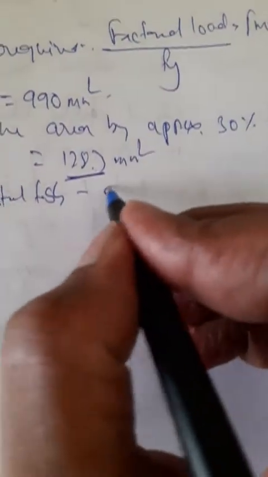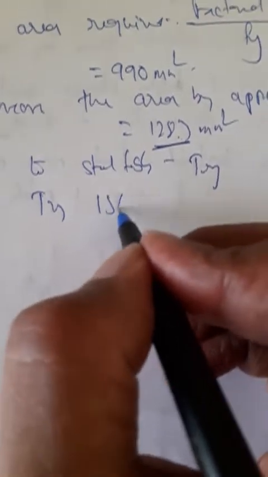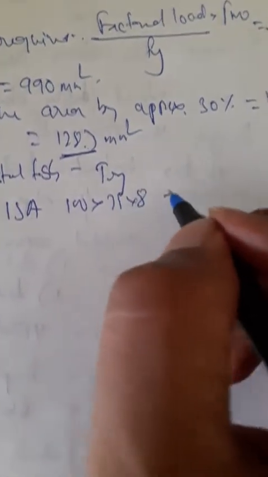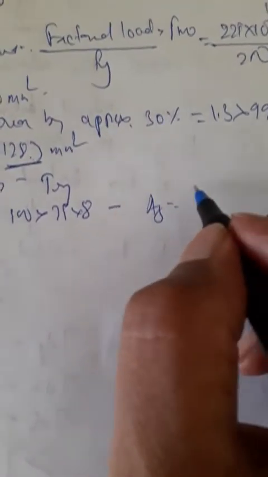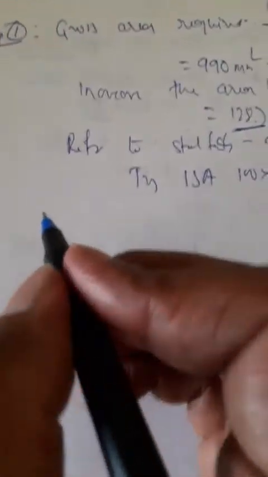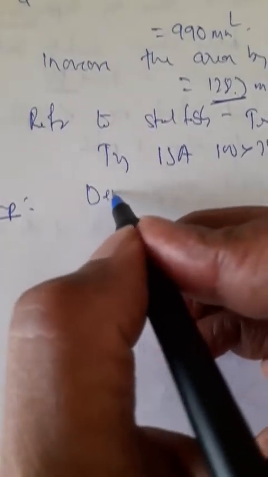So try, I will write here, try ISA 100 by 75 by 8 whose Ag is 1336 mm square. Second step, design of connections.